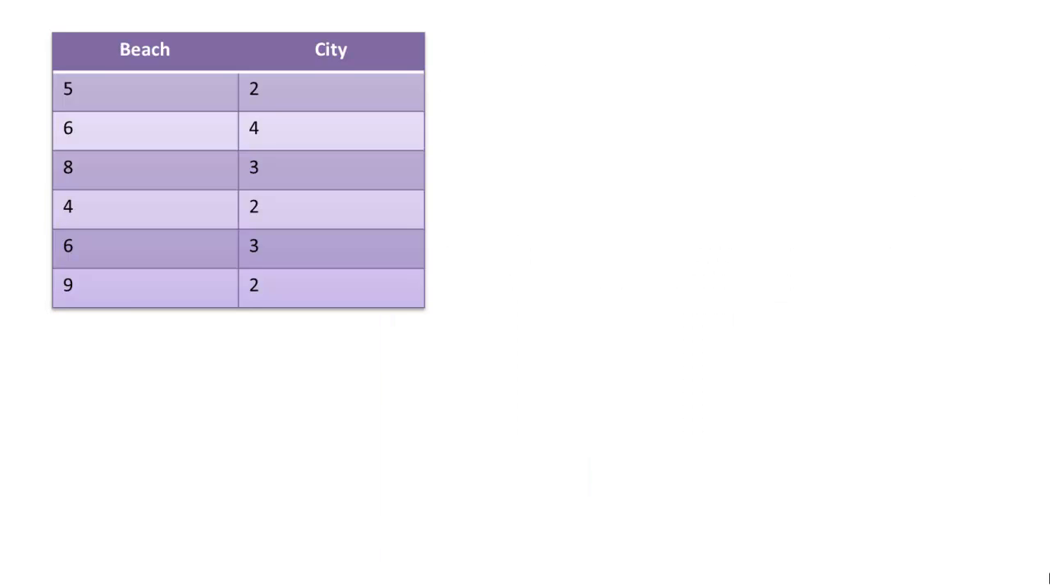So here's our data again, and before we start even calculating anything, we need to figure out the null and alternative hypothesis. And when you're looking at an independent samples t-test, what you're doing is you're saying, is the mean of these two samples the same thing, or is it different?